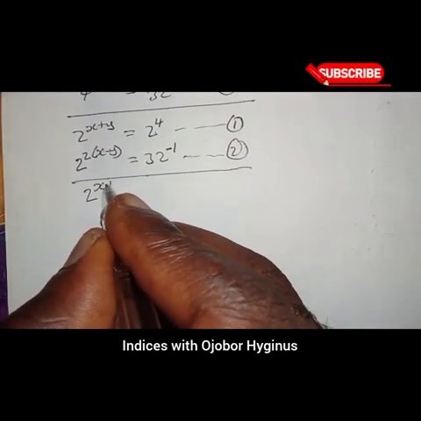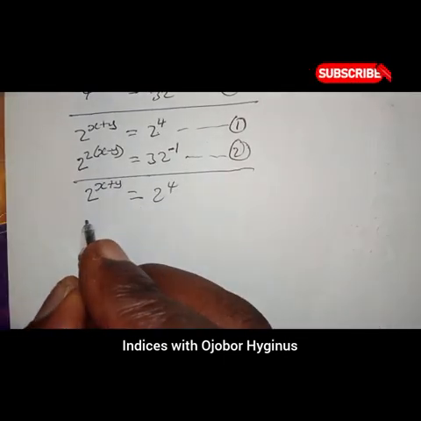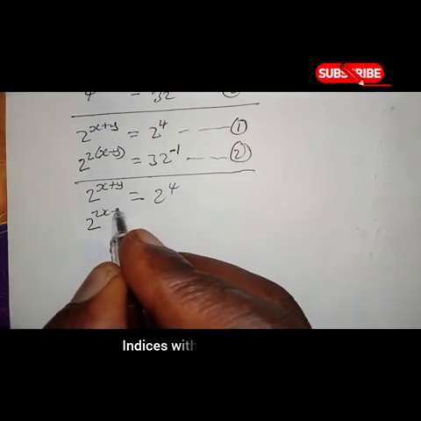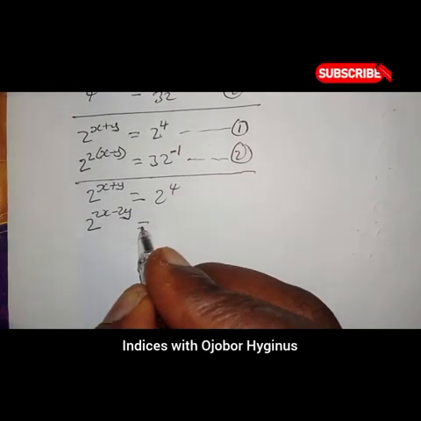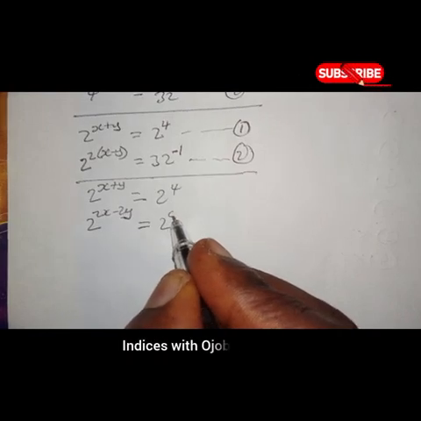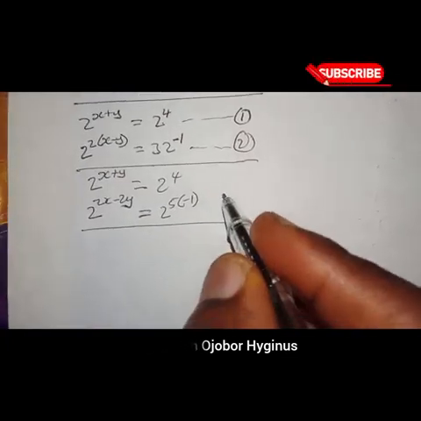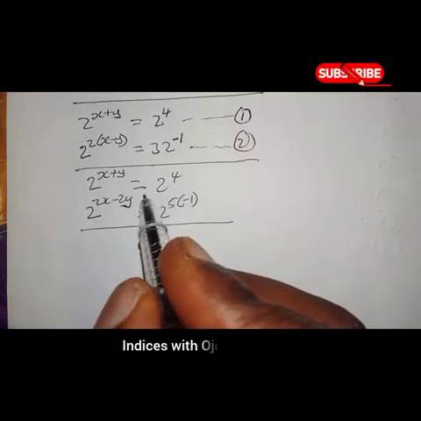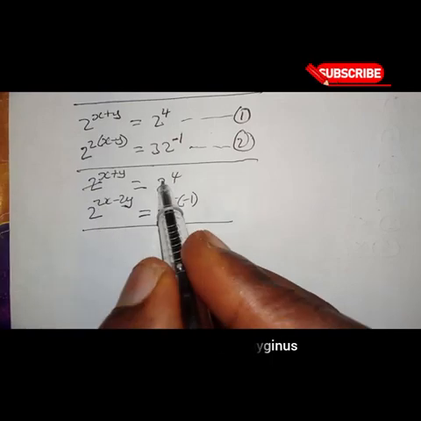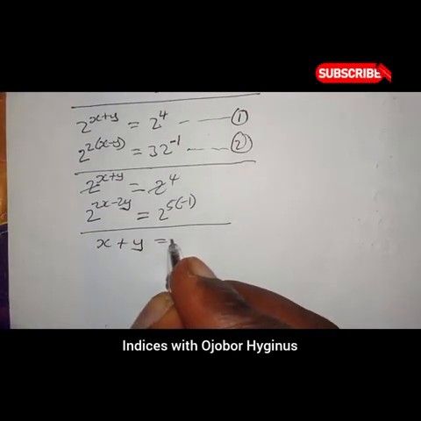2 raised to the power x plus y equals 2 raised to the power 4. But equation 2, we have 2 raised to the power, if you open this bracket, you have 2x minus 2y is equal to 32 is 2 raised to the power 5. Then multiply by minus 1. So we continue to have, this time around we can now eliminate the base, because in equation 1 they have a common base, so we can eliminate it to have x plus y equals 4.